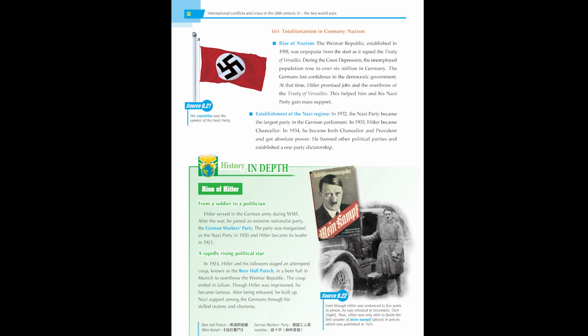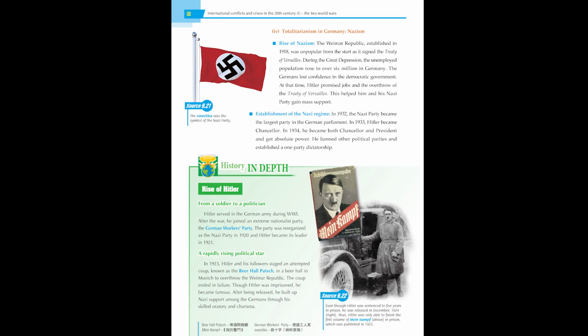A rapidly rising political star. In 1923, Hitler and his followers staged an attempted coup known as the Beer Hall Putsch in a beer hall in Munich to overthrow the Weimar Republic. The coup ended in failure. Though Hitler was imprisoned, he became famous. After being released, he built up Nazi support among the Germans through his skilled oratory and charisma.